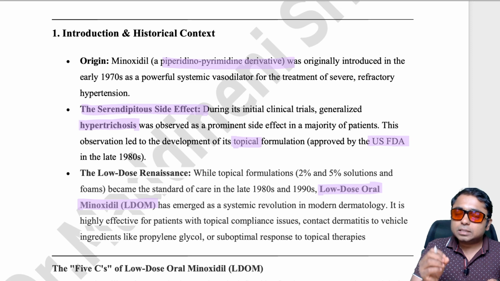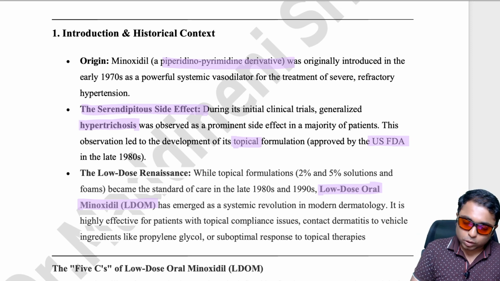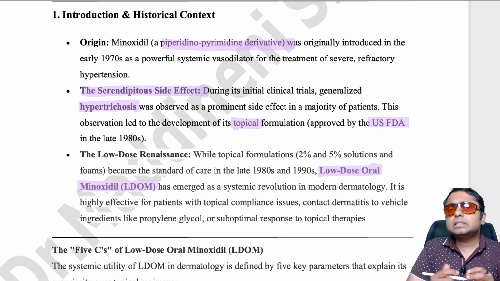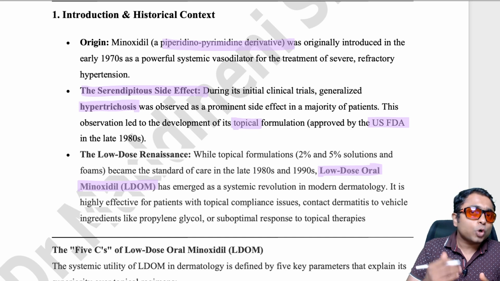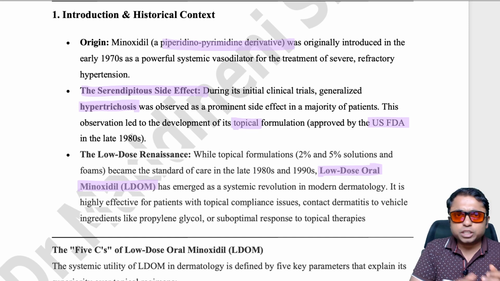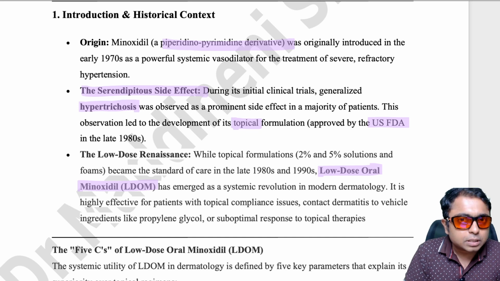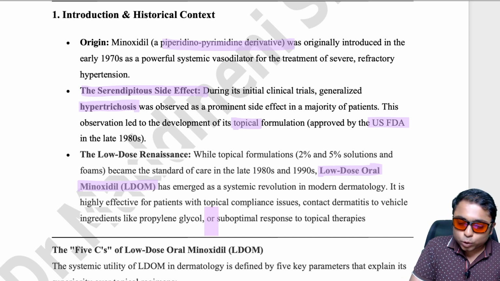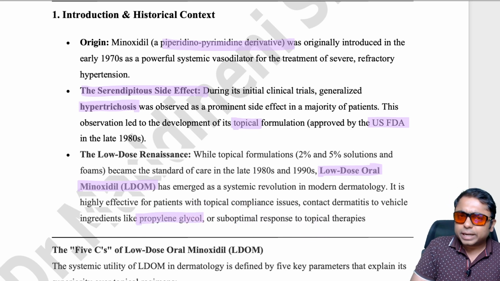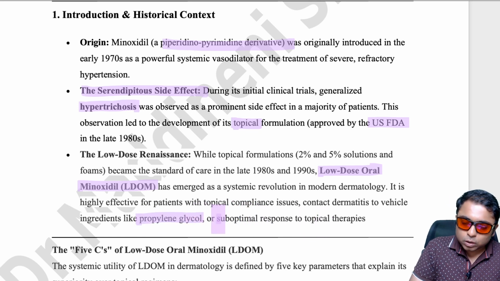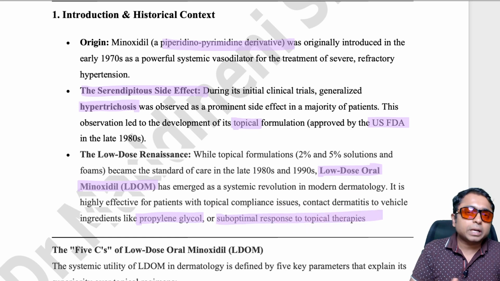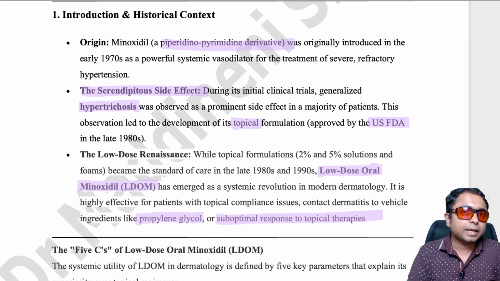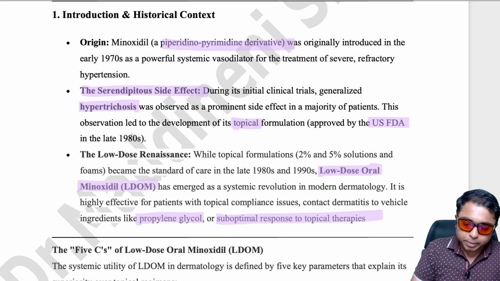So that's why it is called as low dose oral minoxidil, and especially this is useful to improve the compliance of the patients of especially androgenetic alopecia who are using topical minoxidil, because there are so many issues with topical minoxidil, because there could be this propylene glycol which could cause this contact dermatitis, irritant or allergic, and also there could be suboptimal response to the topical therapies. All these can be taken care with the help of this low dose oral minoxidil.